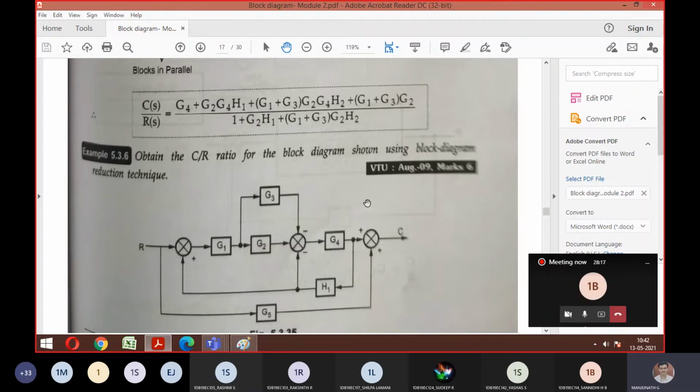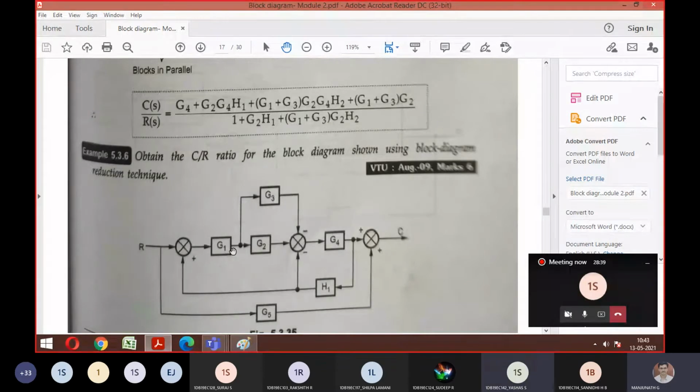G2 and G3 parallel, sir. Good. So G2, G3 are parallel. That is your first step. Then once you make G2, G3 parallel, that will come in series with this G1. Correct? Yes, sir. That is step 2.